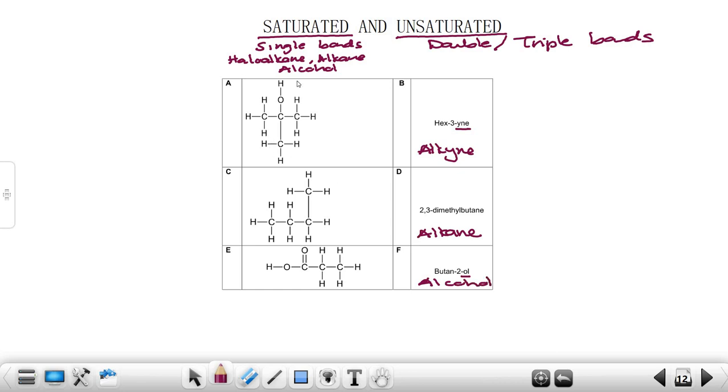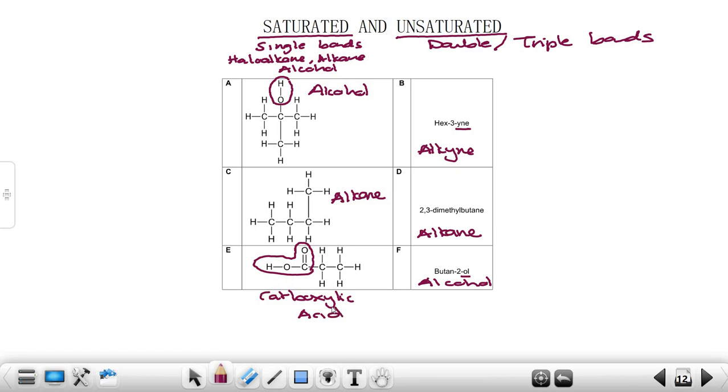Structural formula, we have to look at it. What can we see? We can see the presence of OH, so that means this is also an alcohol. This compound only has single bonds and carbons. It's a hydrocarbon, so it belongs to alkane. Then here we have this functional group, which is your carboxyl group. So this is a carboxylic acid.